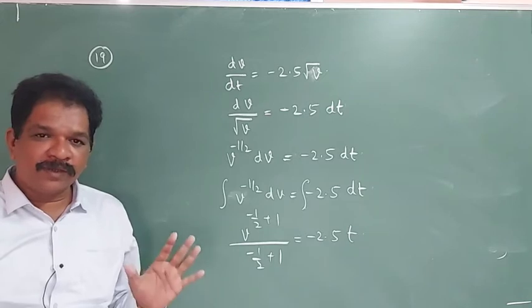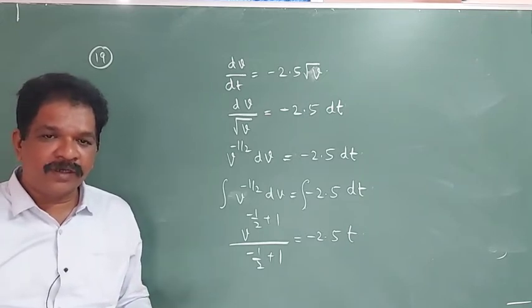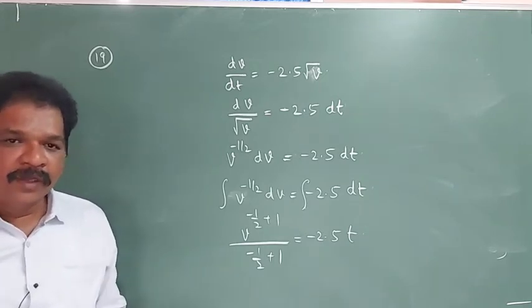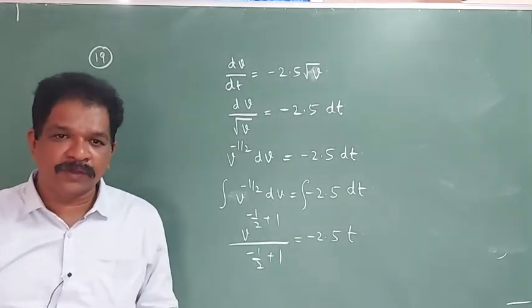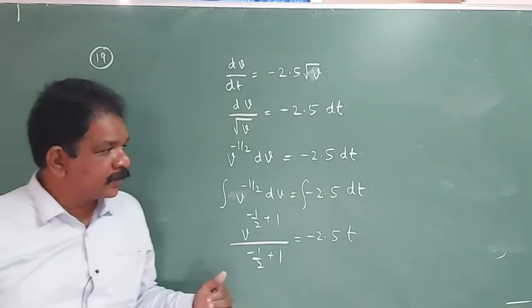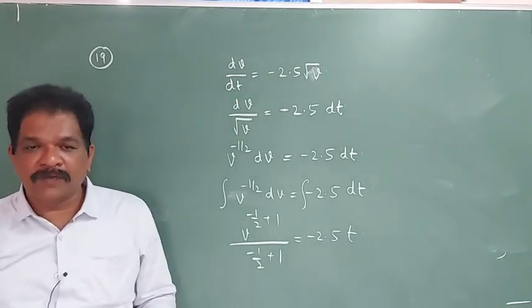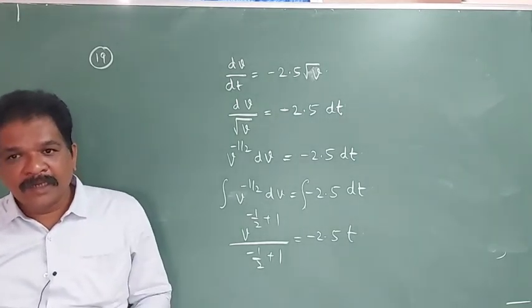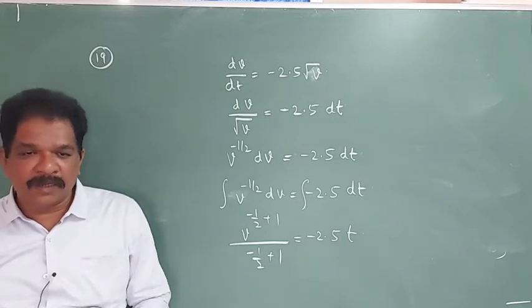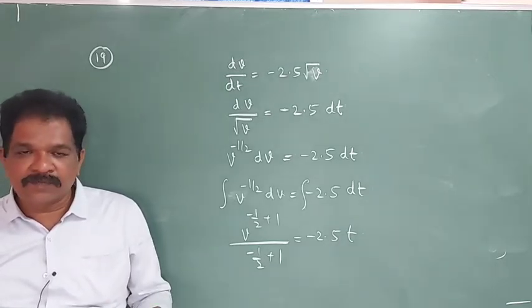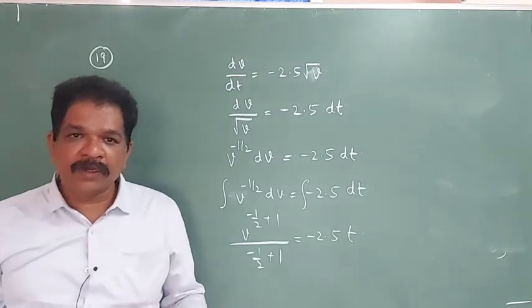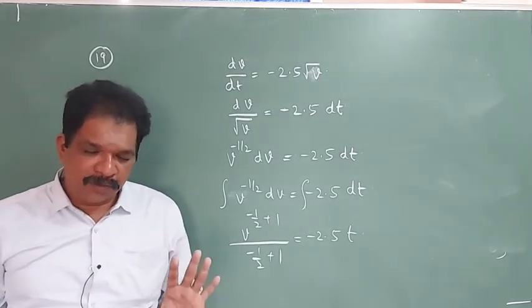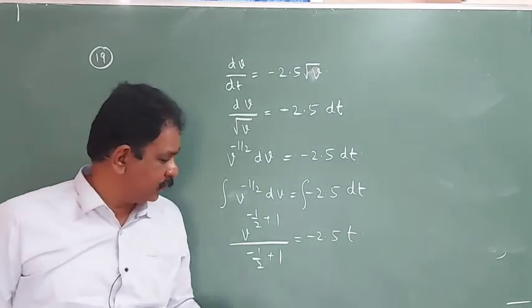Simple. Integral of x power n dx is equal to x power n plus 1 by n plus 1. We are not using too many differentiation or integration formulas. Simple formulas. D by dx of x power n is n into x power n minus 1, the differentiation formula. Integration formula: integral x power n dx is x power n plus 1 by n plus 1. Only these two formulas we are using here.